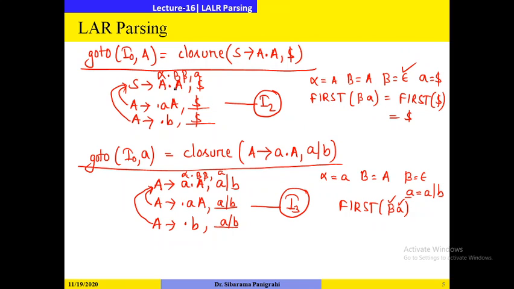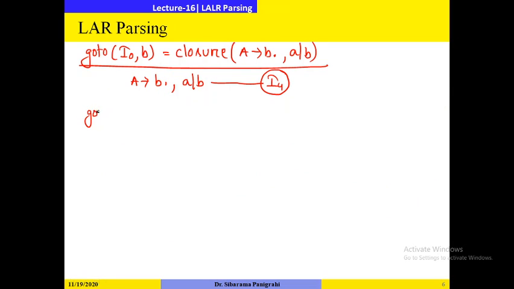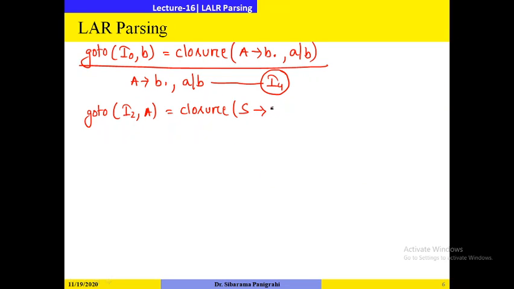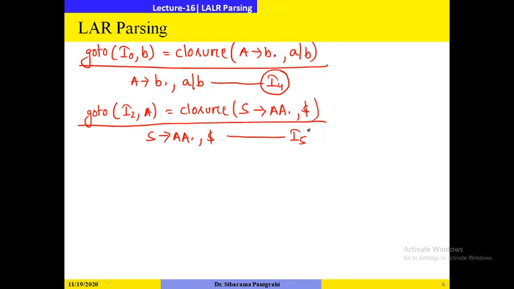Now I2. In I2 can you jump a symbol? Yes, in this production you see you can jump the capital A. So what you will do? goto(I2, A). It's nothing but closure of, we have to compute the closure of S gives to AA dot, comma, dollar. So what you will get, you will get S gives to AA dot, comma, dollar. Now you see this is a new production, I will give a name as I5.